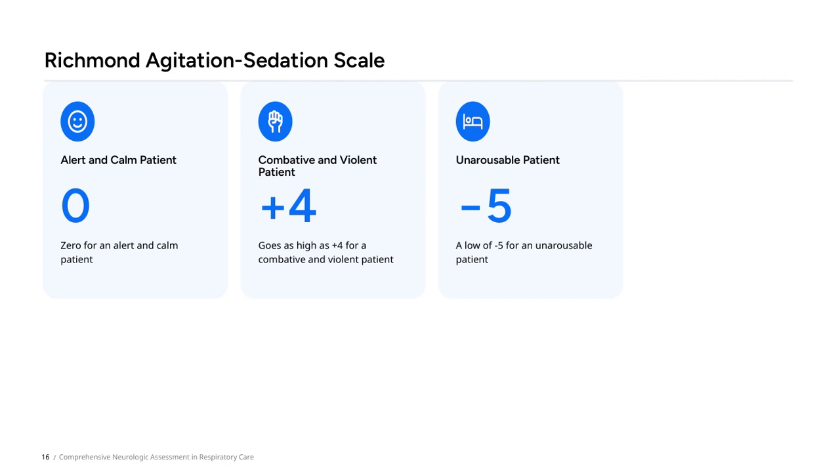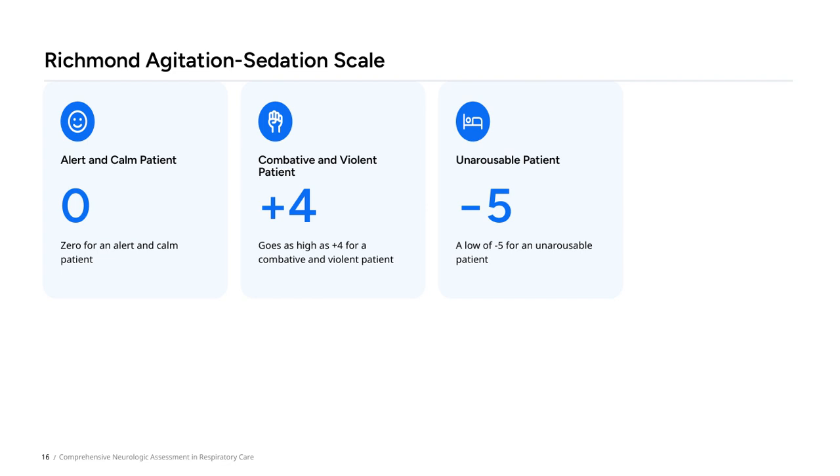Moving up, we see the range includes a combative and violent patient, which can be as high as +4. This represents someone who is hyperactive, agitated, and potentially difficult to manage, especially in critical care settings. At the middle of the scale, a 0 indicates an alert and calm patient. This is the ideal state where the patient is responsive, cooperative, and stable.